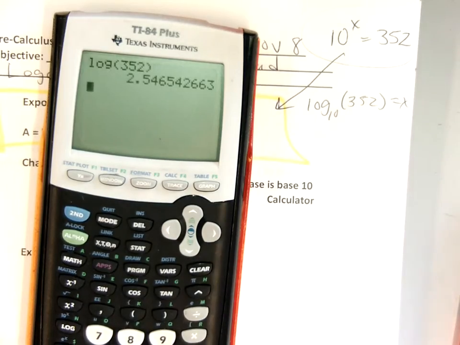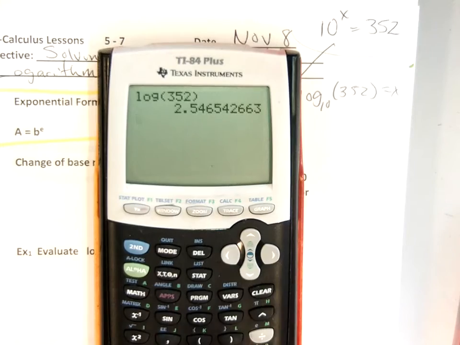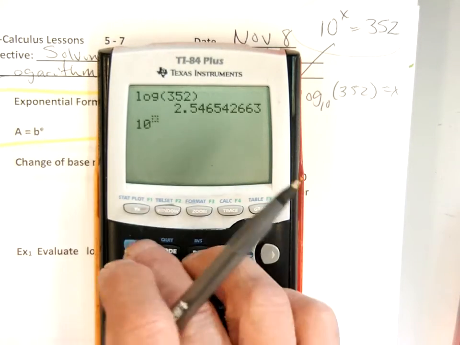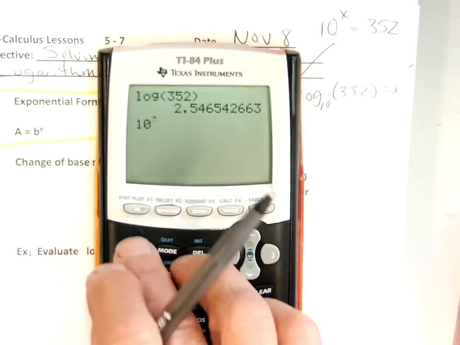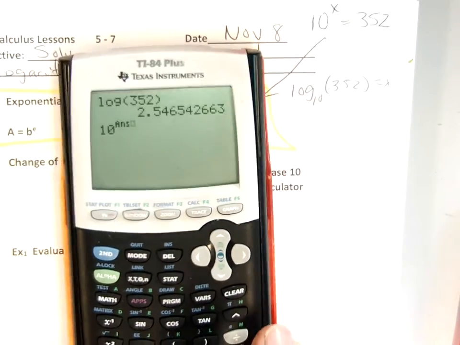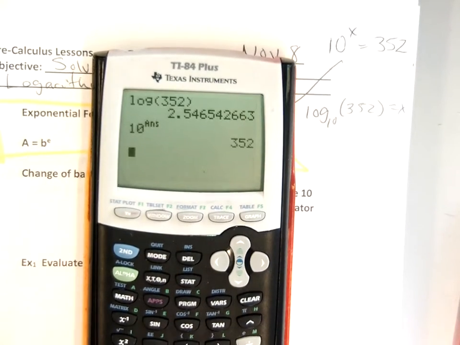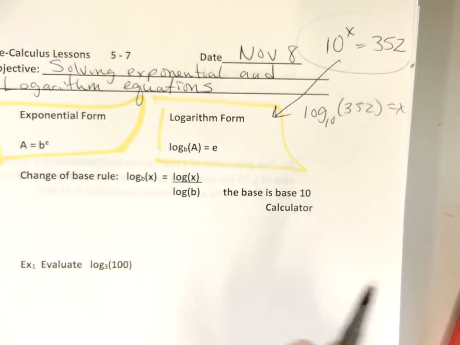352. Okay, so I should be able to say then, because the original question was 10 to the x, I should be able to go 10 to that power, right? So, hold on, 10 to, come on, calculator. 10 to 2.5, blah, blah, blah, should equal 352. Wow. So we found the exponent, didn't we? So logarithms are exponents.